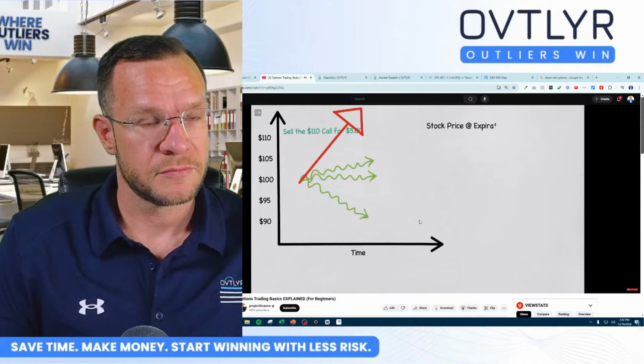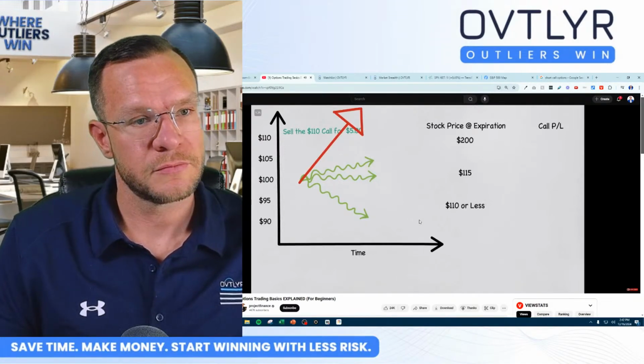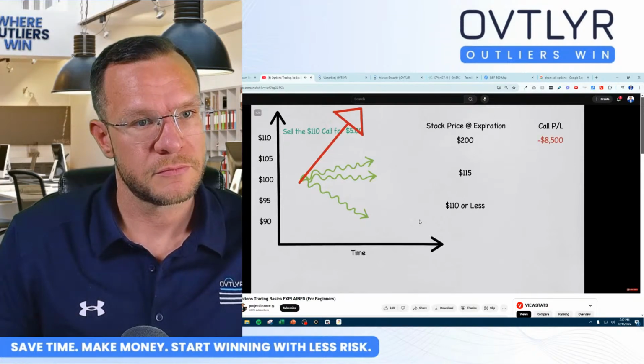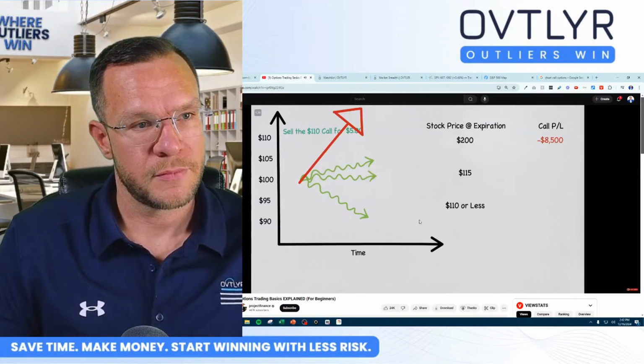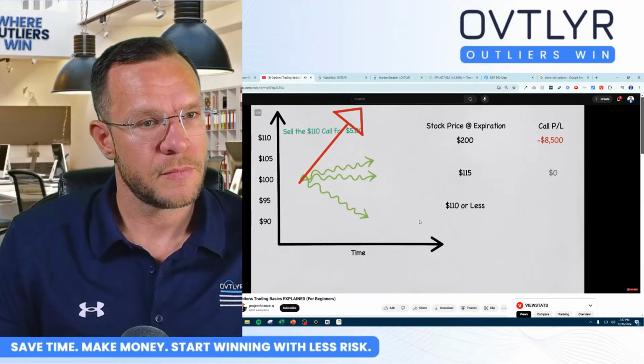So let's go ahead and look at the hypothetical profit and loss of this position based on various stock prices at the time of expiration. So if the stock price ended up increasing to $200 per share, which would be a monstrous move, the loss from selling that call would be $8,500 per call contract. Now that's because with the stock price at $200, that 110 call is going to be worth $90 because it has the ability to buy shares of stock $90 below the stock price. And since we sold it for $5, that means we'd have a loss of $85 per call contract. And with the option contract multiplier of 100, the loss would be $8,500 per call that was sold.